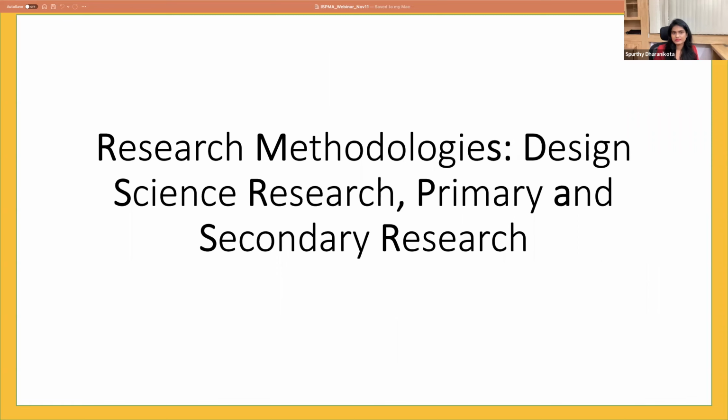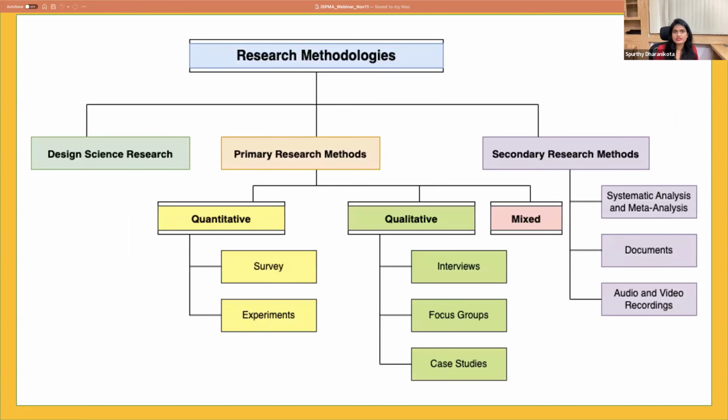So let's start. So here's a broad way of looking at research methodologies. So broadly, there are other methodologies that can be included, but due to scope of time, I'm only going over the most popular and relevant ones to that of the product management discipline. So there's design science research, and then there's primary research methods, which entail quantitative, qualitative, and mixed. And then there's secondary research methods.